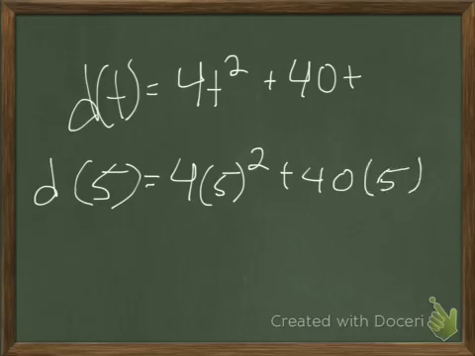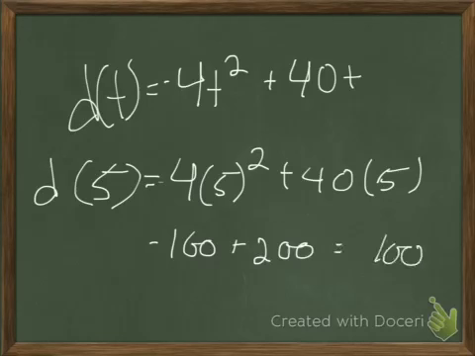Now, whenever we math this out, we get 100. I'm sorry, that's negative. These are all supposed to be negative, because that 8 was negative. So we get the negative 100 plus 200, which equals 100.